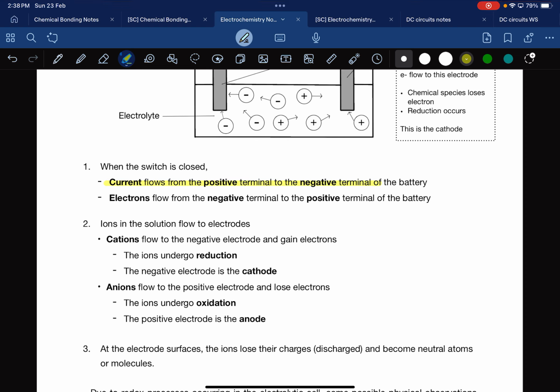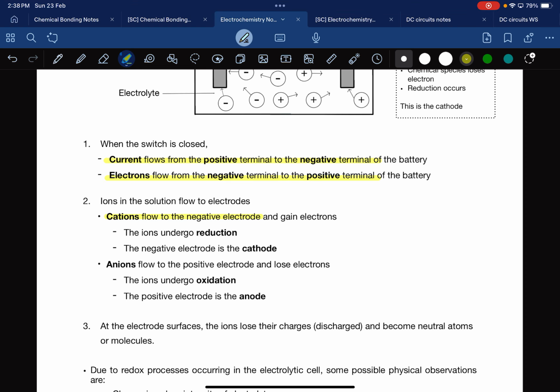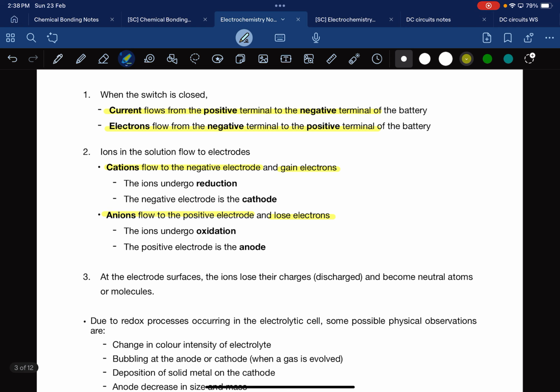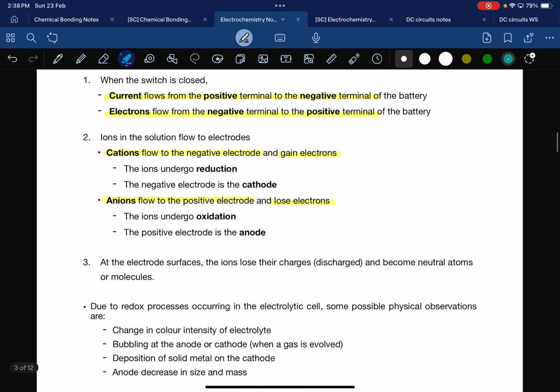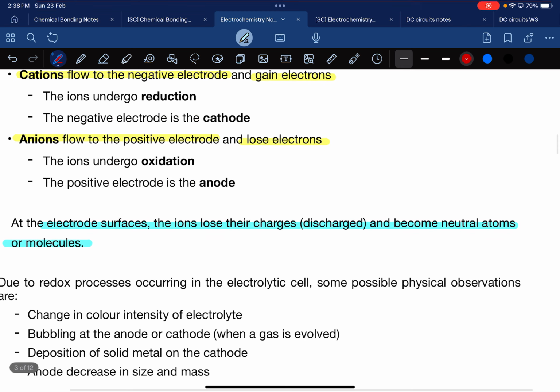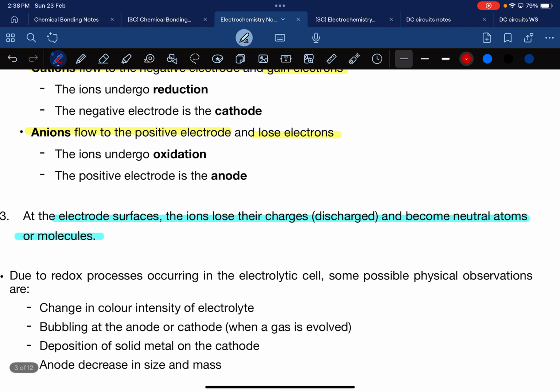Current flows from positive to negative, electrons flow from negative to positive. Cation ions flow to the negative electrode, undergo reduction. Anions flow to the positive electrode, undergo oxidation. That's all. So at the electrode surfaces, this is where we start to consider something important. At the electrode surfaces, these ions will lose their charges and become neutral particles, either atoms or molecules.